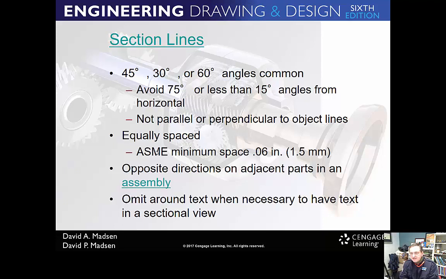So section lines. They're typically at some kind of variation of 15 degrees. They're not going to be horizontal. They're not going to be vertical. You want to try to keep them from being parallel or perpendicular to the lines of your view. They should be equally spaced. A typical setting, which is shown here, is a 16th or 1.5 millimeters.